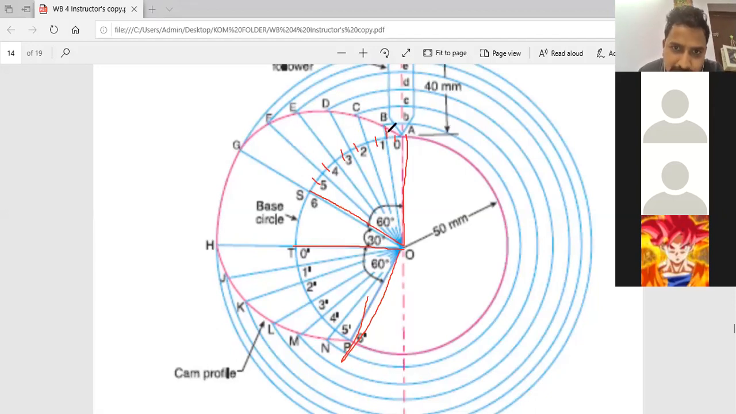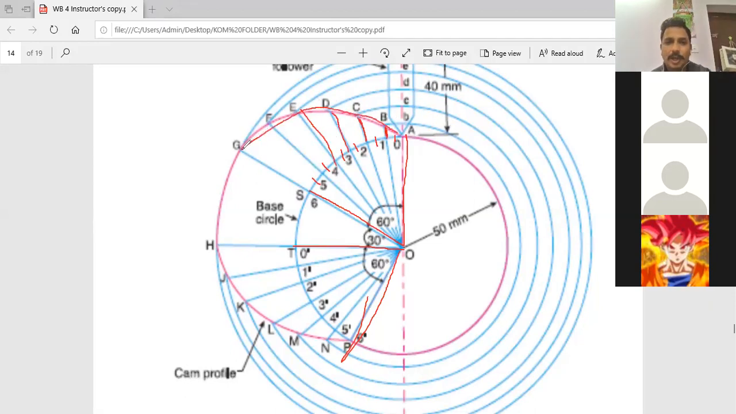Now this length would be equal to the displacement curve length. First point, second point, third point, fourth point. Similarly, I am drawing all the points, right? Third curve, this is fourth, this is fifth. So we get the end points, fifth and sixth. Ultimately, we will draw the CAM profile by joining all the endpoints.